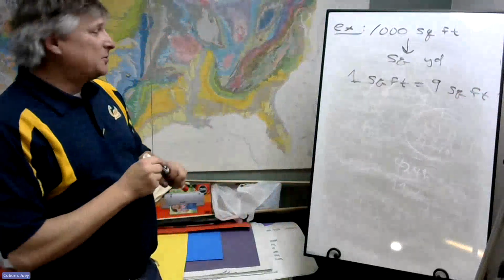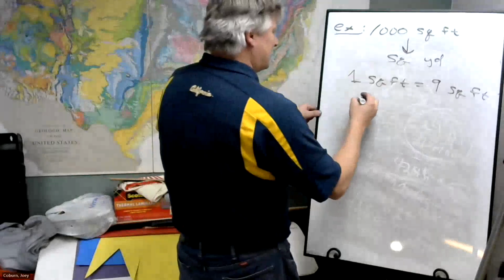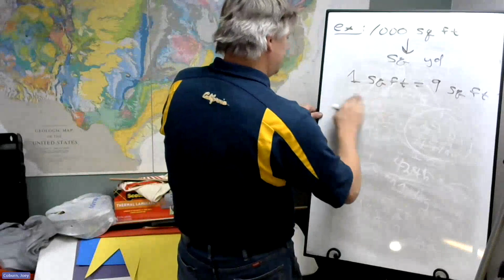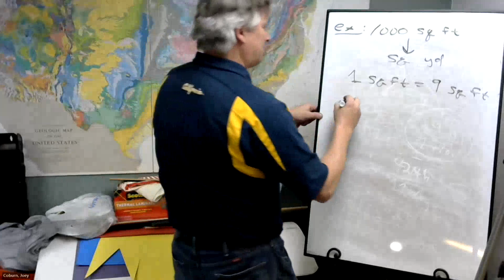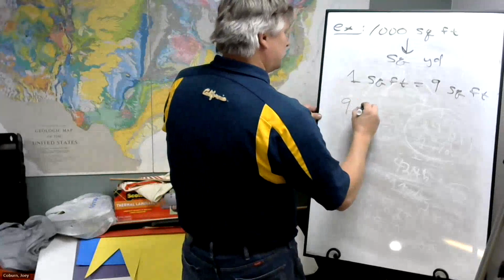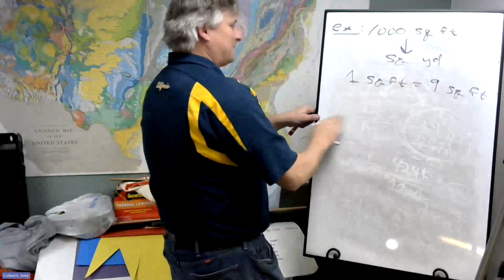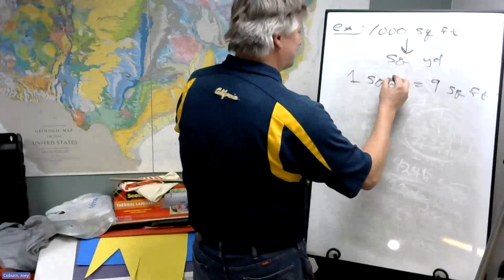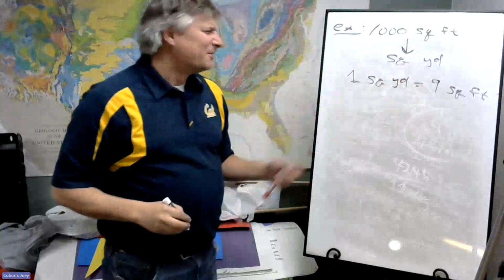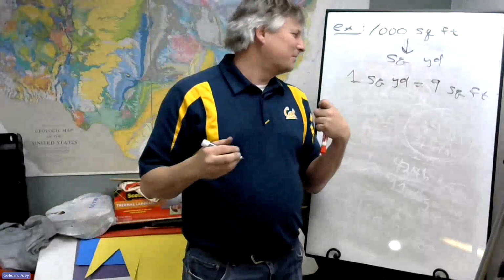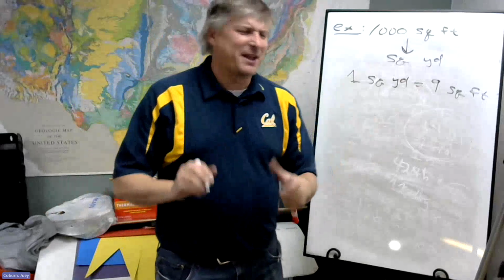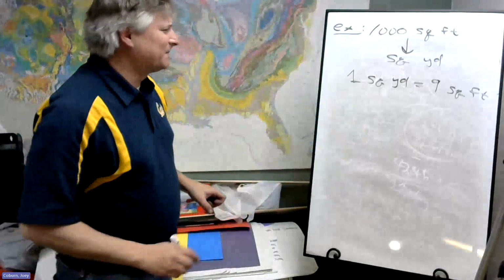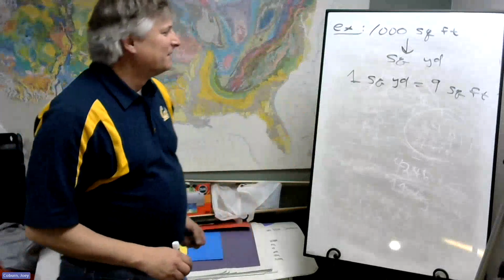So again, we could have 2 ratios. Oh, I'm sorry, 1 square yard. Yeah, 1 square foot can't equal 9 square feet. That doesn't happen. 1 square yard is 9 square feet. Okay, now we're all right. Just want to double check those units.